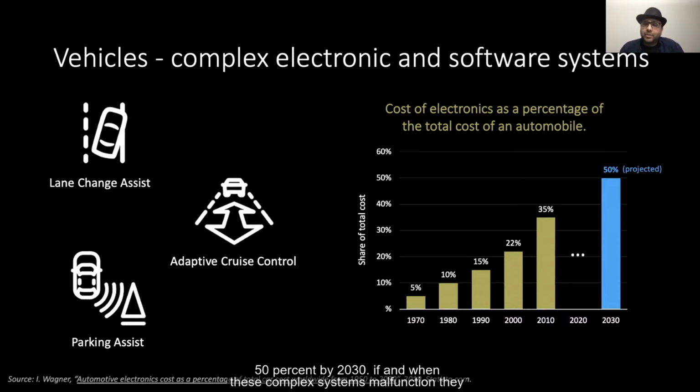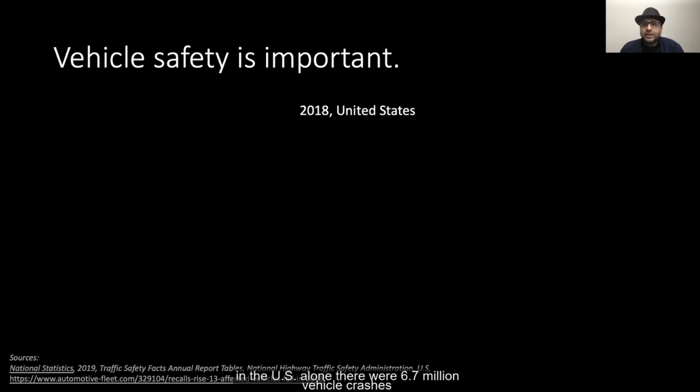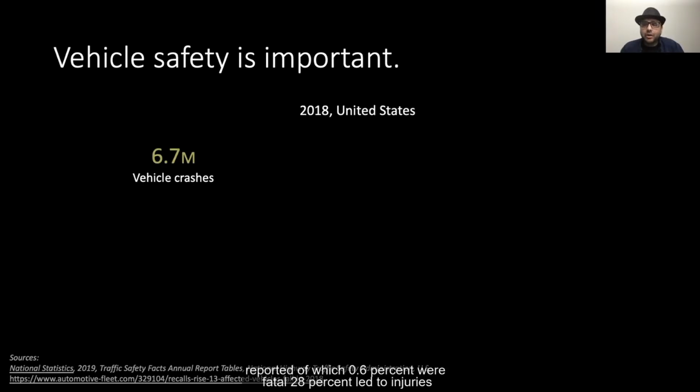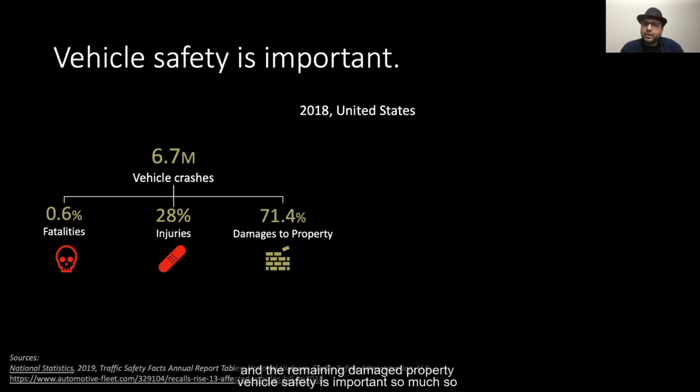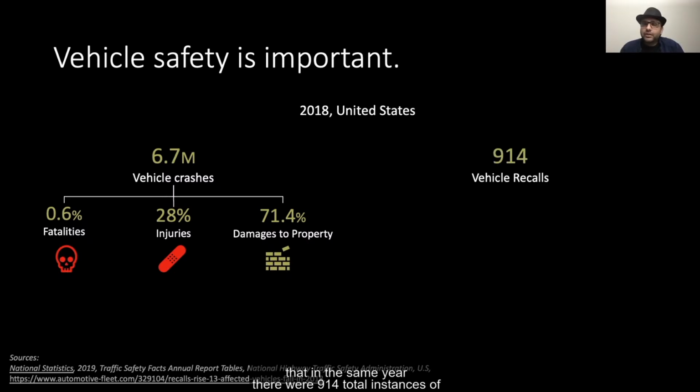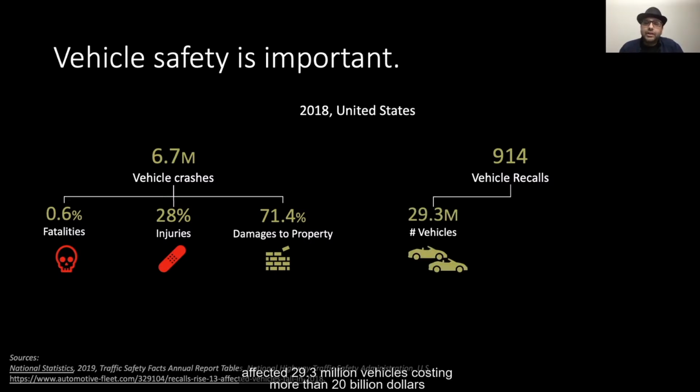If and when these complex systems malfunction, they can be detrimental to the safety of the vehicle, its occupants, and the surrounding environment. In the US alone, there were 6.7 million vehicle crashes reported, of which 0.6% were fatal, 28% led to injuries, and the remaining damaged property. Vehicle safety is important, so much so that in the same year, there were 914 total instances of vehicle recalls by various automobile companies that affected 29.3 million vehicles, costing more than $20 billion.